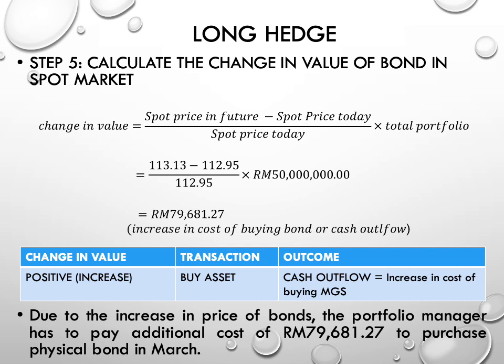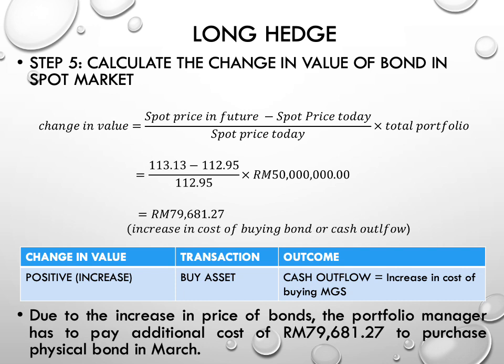The value is positive or negative. In this case, you calculate change in value, you get a positive value. That means value increase. And then for long hedge, your transaction in spot market, you buy bond or you buy asset. So it is basically an increase in cost of buying MGS. So it is a cash outflow.